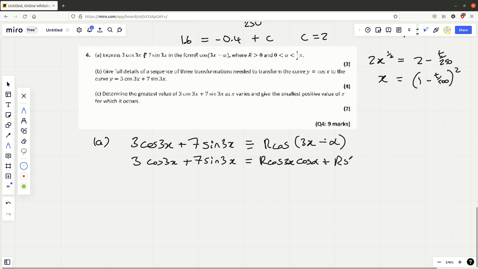Okay, so now we've got r sine 3x, sine alpha. Ollie, calm down, Ollie. I'll be out in one second. Okay, so I can now equate the coefficients.